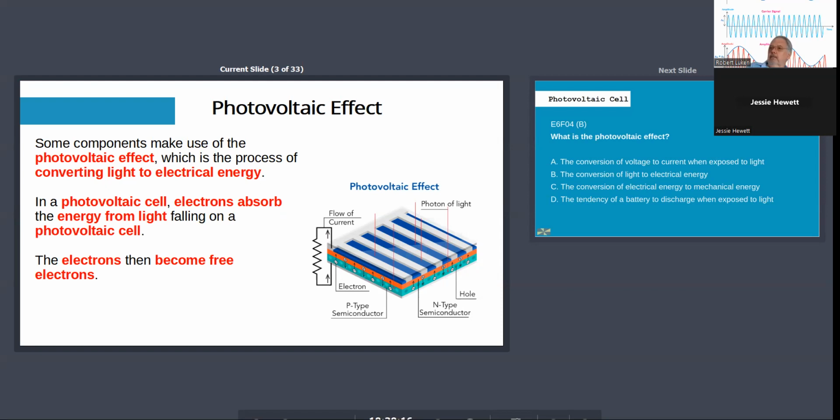So here, the electrons in that end material are absorbing that light energy, getting enough energy to get above the Fermi level so that they conduct.